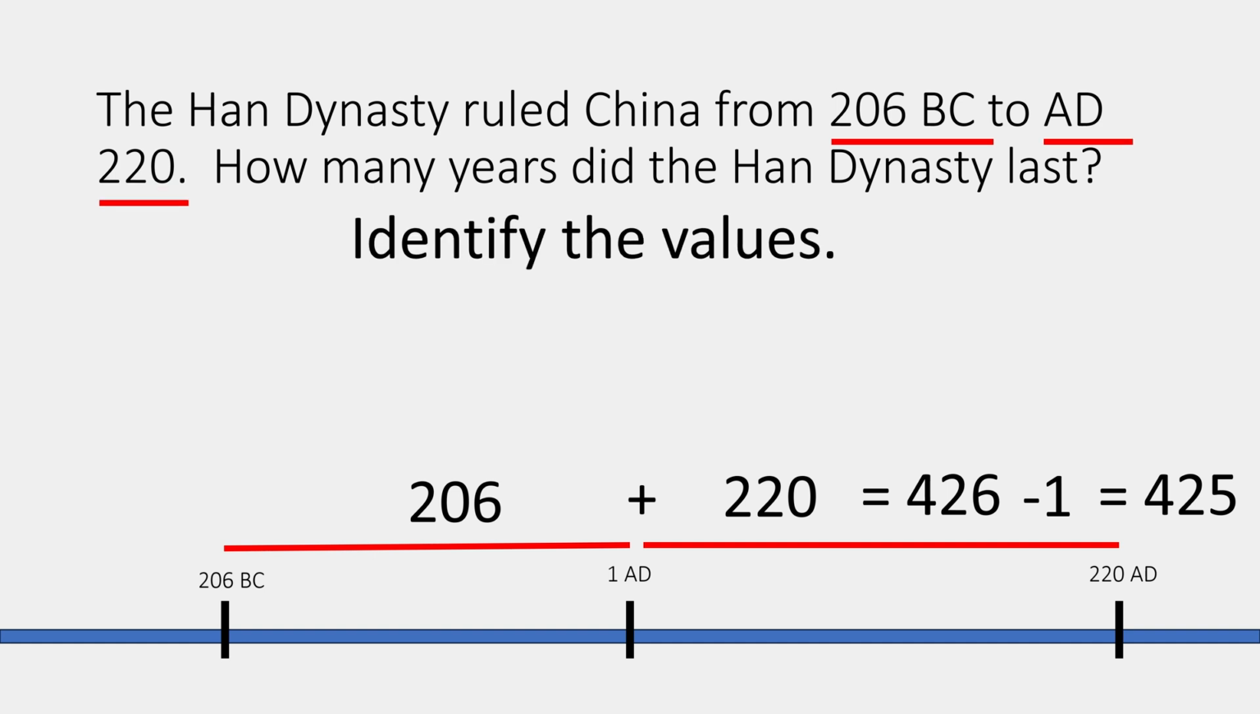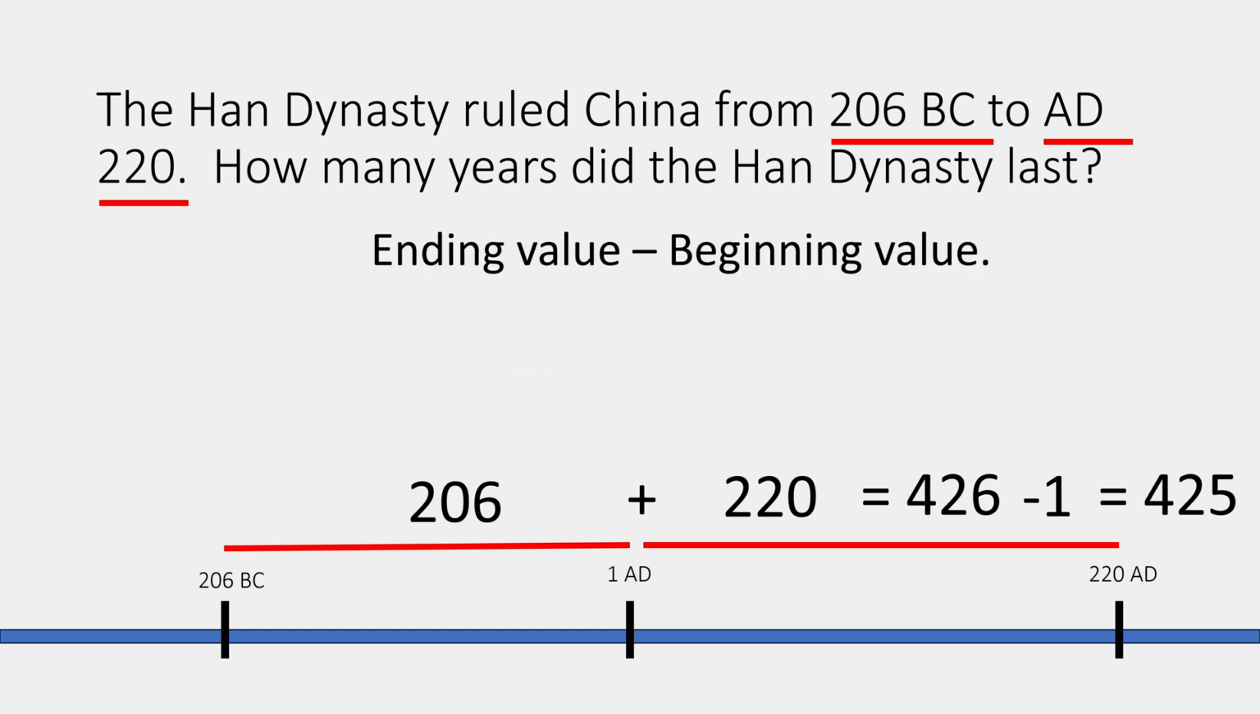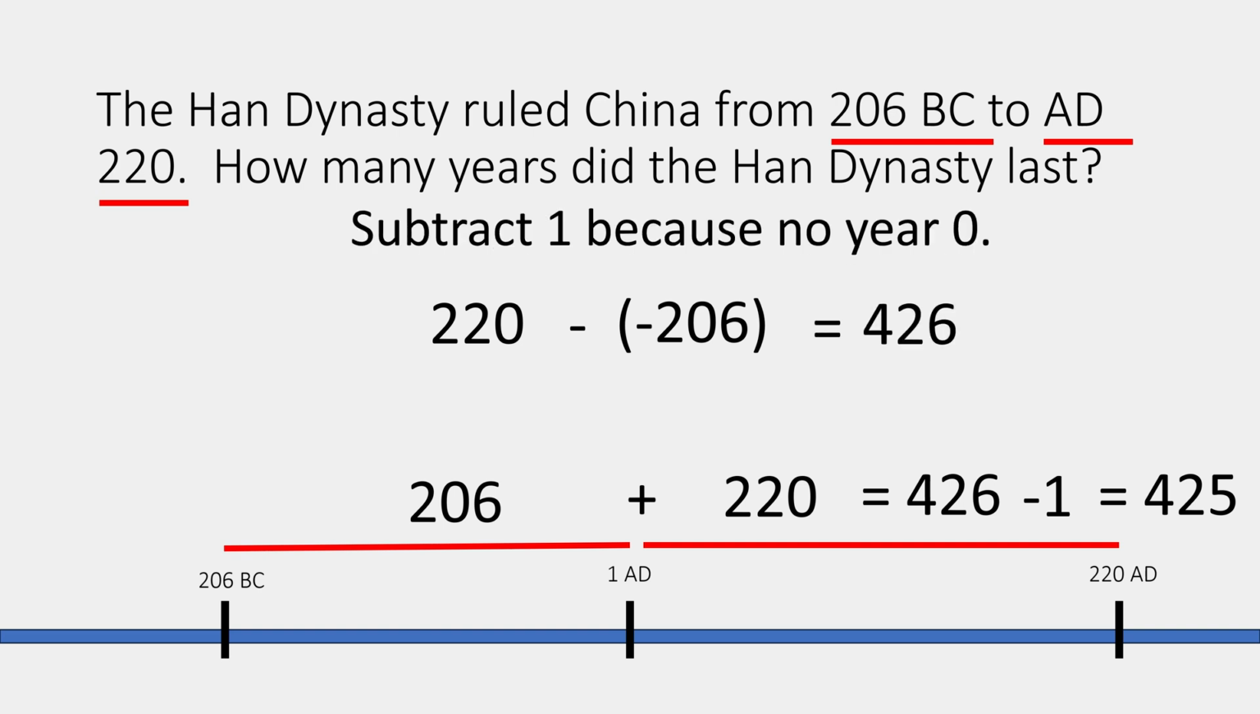But we need a formula. So 206 BC, that is a negative. All BC numbers are treated as negatives. 220 AD, that is a positive. We subtract the ending value minus the beginning value. So we're going to subtract 220 minus negative 206, and the answer is 426. Subtract 1 because there is no year 0. So 426 minus 1 equals 425 years. The duration of the Han Dynasty was 425 years.